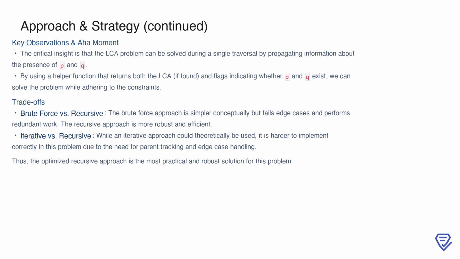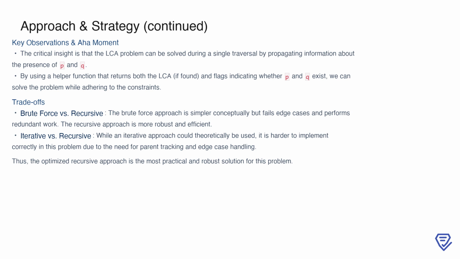The key insight that makes the optimized recursive approach so effective is realizing that we can solve the LCA problem in a single tree traversal by propagating information about the presence of P and Q. Using a helper function, we can simultaneously determine the LCA, if it exists, and verify whether P and Q are present in the tree. This dual-purpose approach ensures we meet all constraints of the problem efficiently.